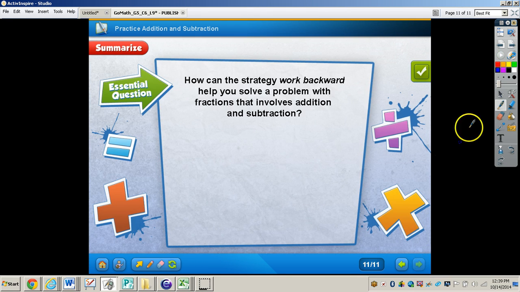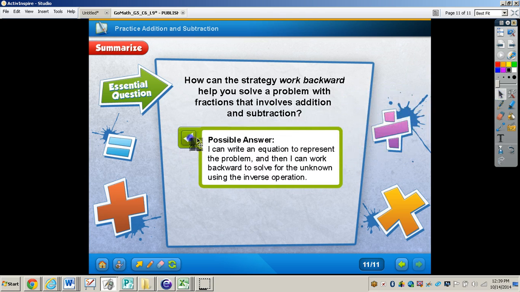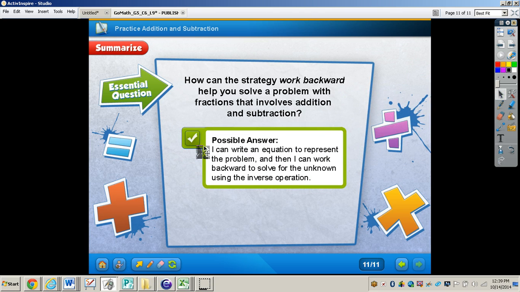Moving to that essential question: how can the strategy work backward help you solve a problem with fractions that involve addition and subtraction? You can write an equation to represent the problem, and then you can work backward to solve the unknown using the inverse operation. So this concludes the video on addition and subtraction word problems. If you have any questions about this concept, please come and see me.